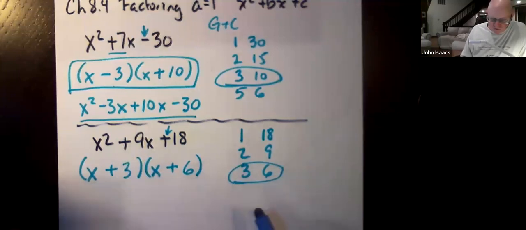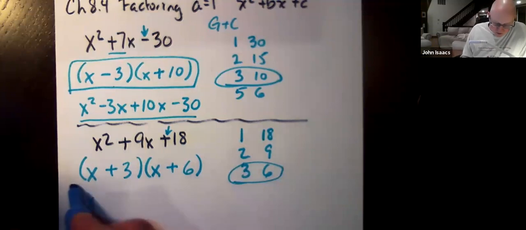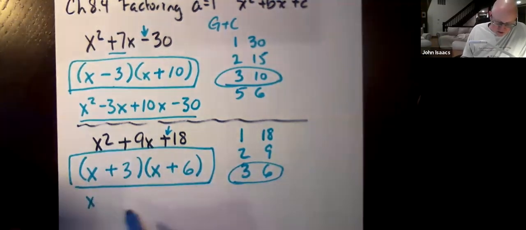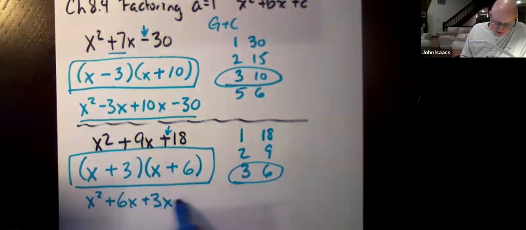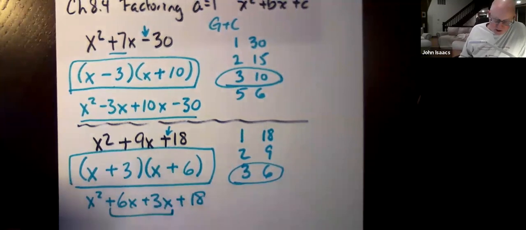If we were to FOIL this out again, by the way, this is the answer. We're done here, but we're checking this. This comes out to be x squared plus the outers are 6x, the inners are 3x, and the lasts are 18. And this, of course, combines to be 9x, so this checks out fine.